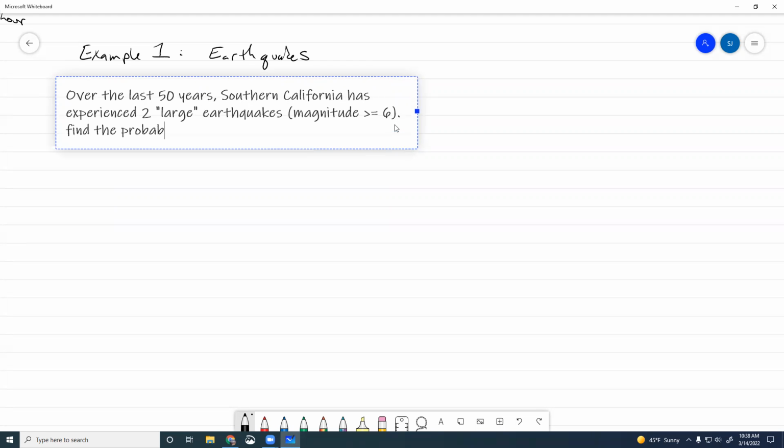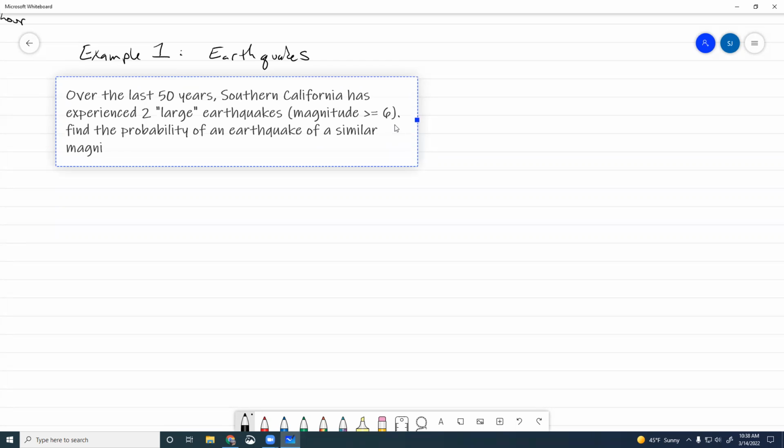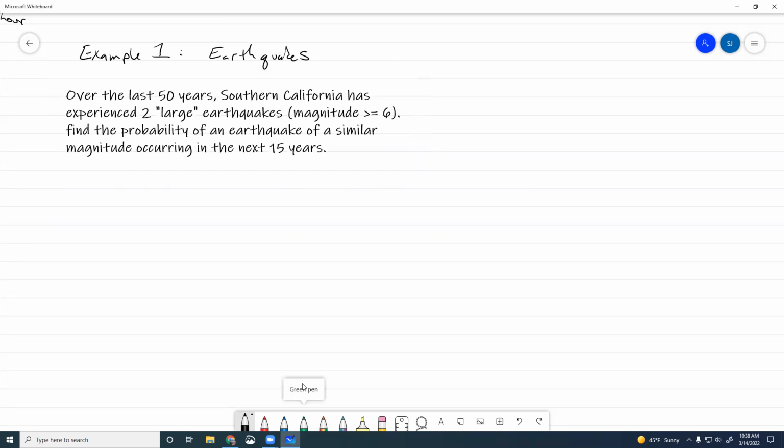Find the probability of an earthquake of similar magnitude occurring in the next 15 years. So we're going to do it first as a Poisson distribution, and then we'll do it from the binomial perspective.